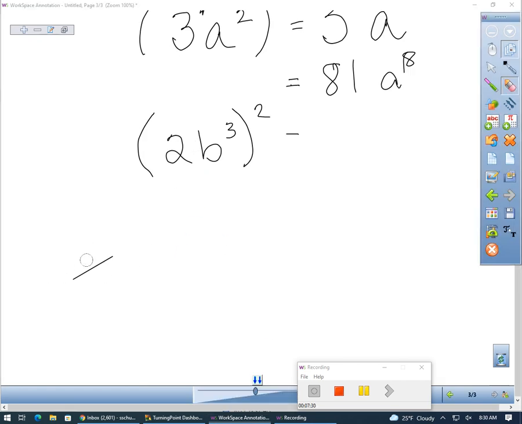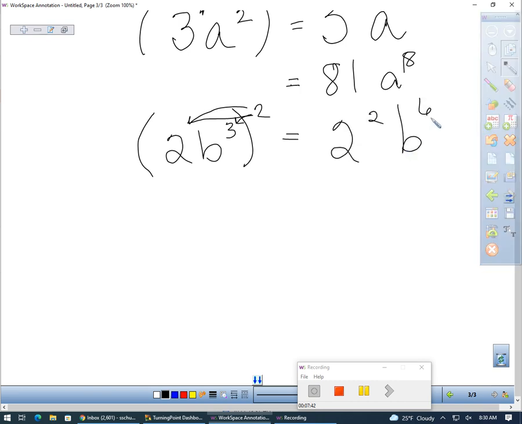So again, I have to give that outside exponent to everything inside the parentheses. 2 over 2, b to the 6. 2 to the 2, b to the 6, I agree. And then I have to simplify that: 4, b to the 6. Very good. Oh, where'd my 6 go? It disappeared. Hold on. Okay.